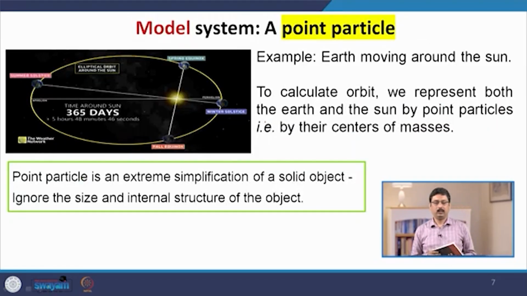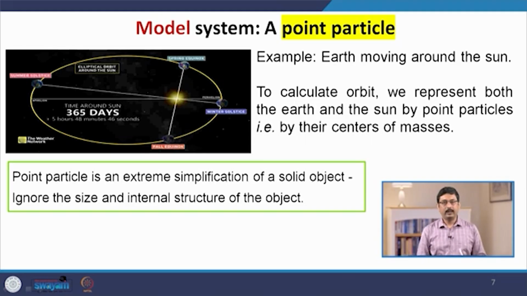Now we mention two very simple mechanical models, which we will be using in various forms throughout this course. The first model is a point particle or a point mass. An example could be this famous problem of the motion of the earth. This is the earth and this is the sun. The earth is moving around the sun.